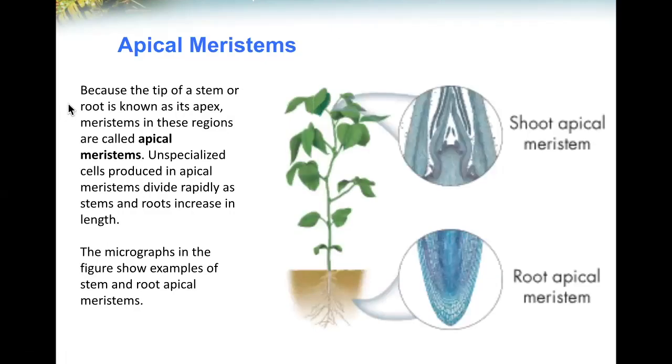Because the tip of a stem or root is known as its apex, meristems in these regions are called apical meristems. Unspecified cells produced in apical meristems divide rapidly as stems and roots increase in length. The micrographs in the figure show examples of stem and root apical meristems: the shoot apical meristem at the very tip of the shoot, and the root apical meristem at the end of the root.